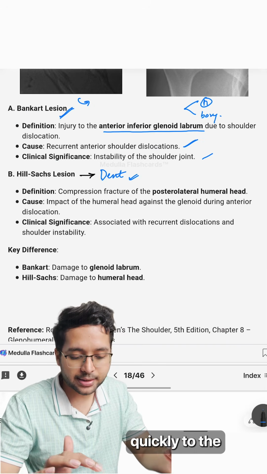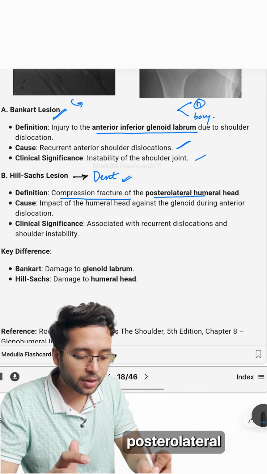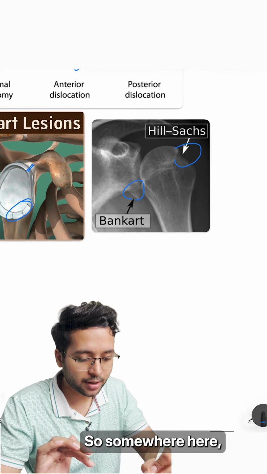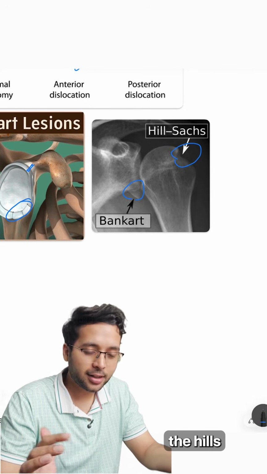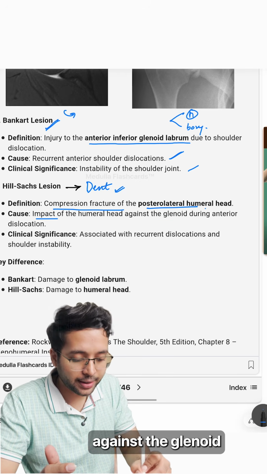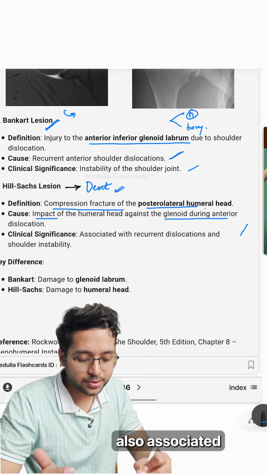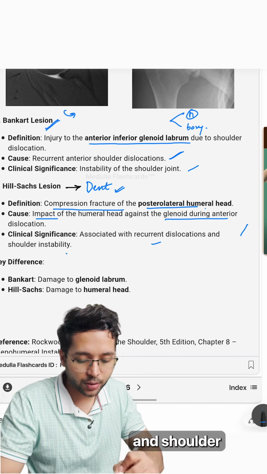Now coming quickly to the Hill-Sachs lesion, it is basically a compression fracture of the posterolateral humeral head. So somewhere here, as you can see, there is a dent. That is the Hill-Sachs lesion. And this is also caused because of the impact of the humeral head against the glenoid during the anterior dislocation. And this is also associated with recurrent dislocation and shoulder instability.